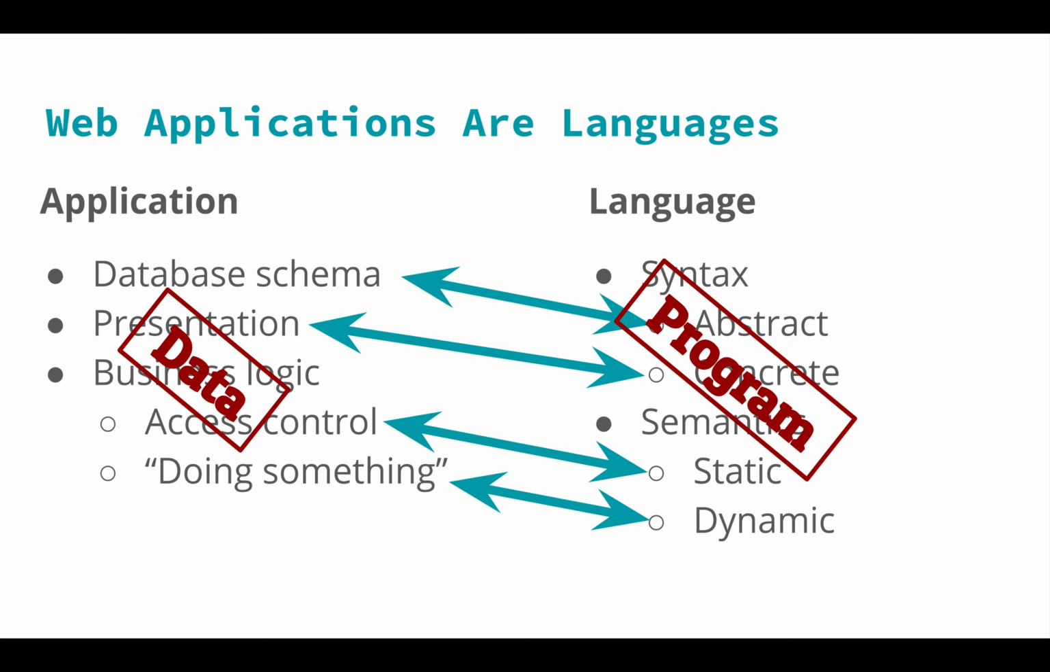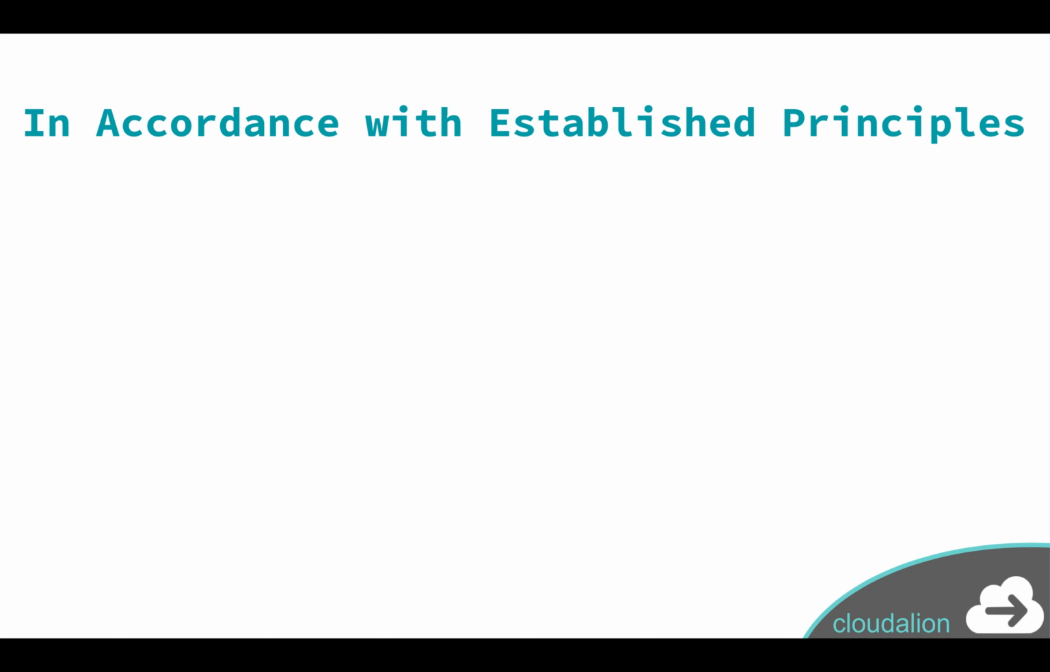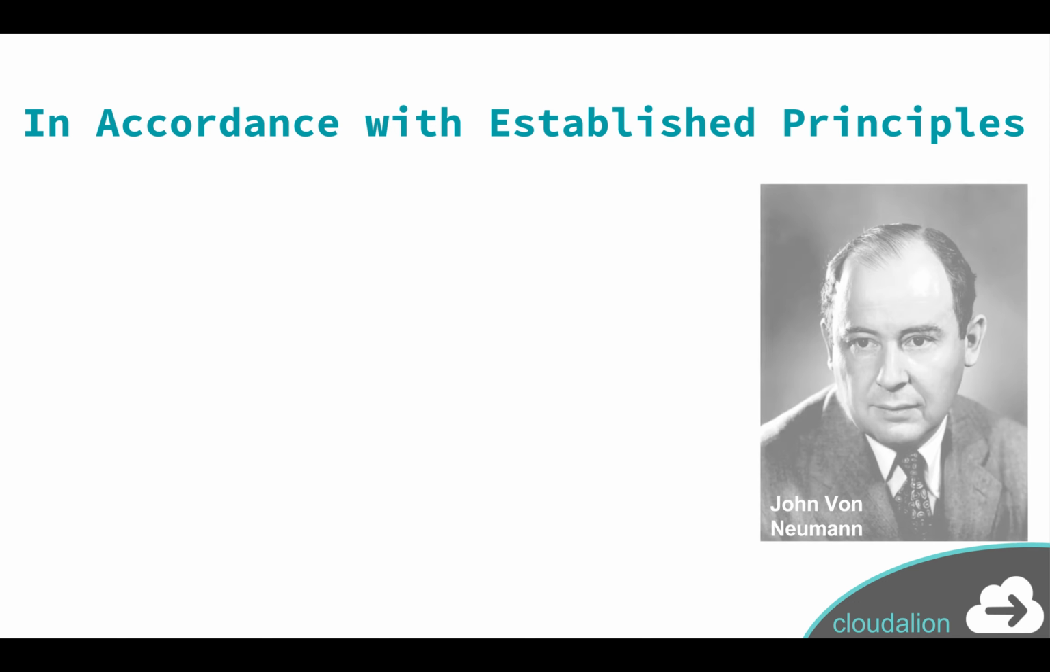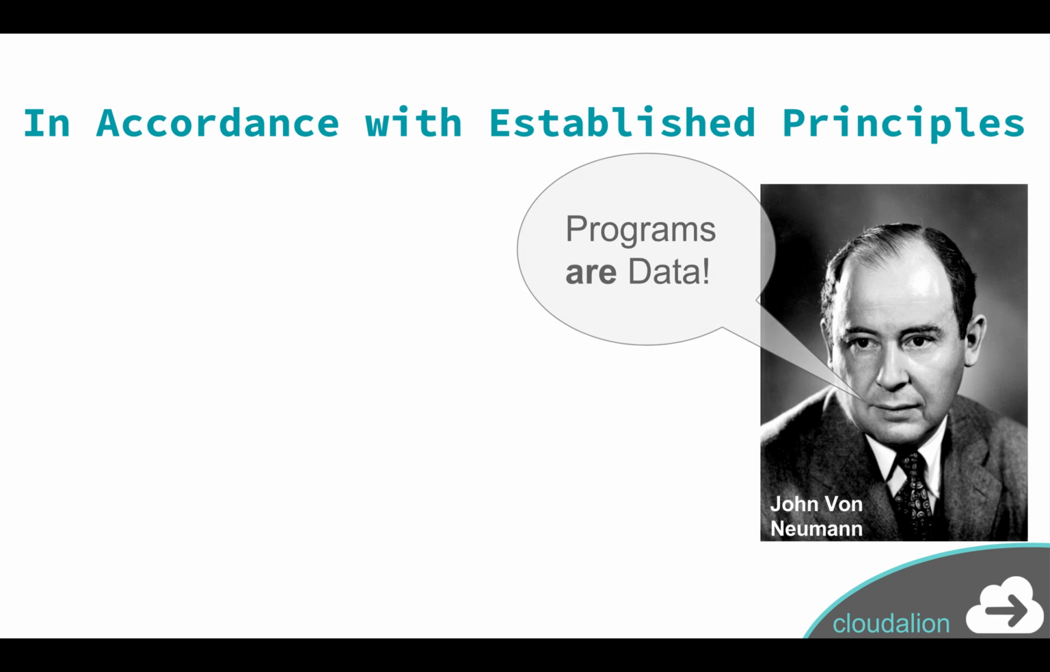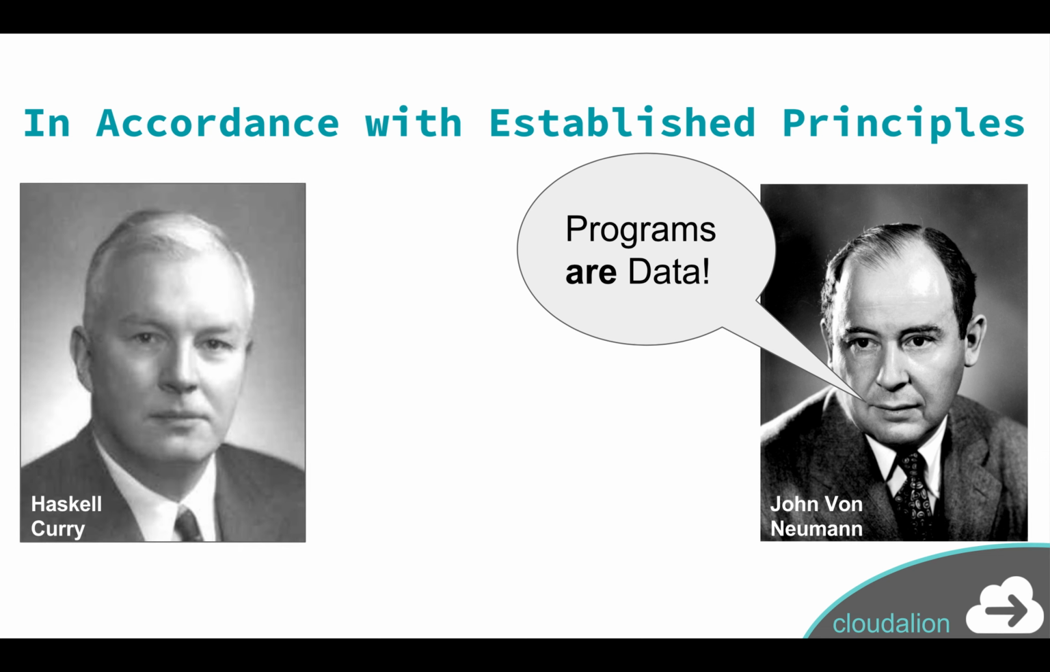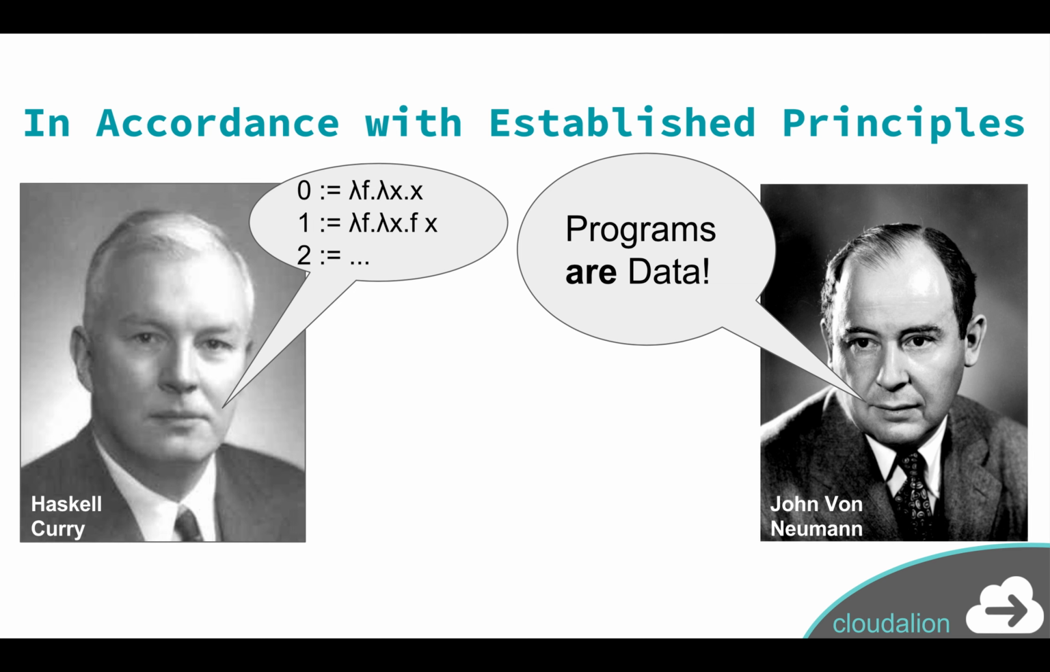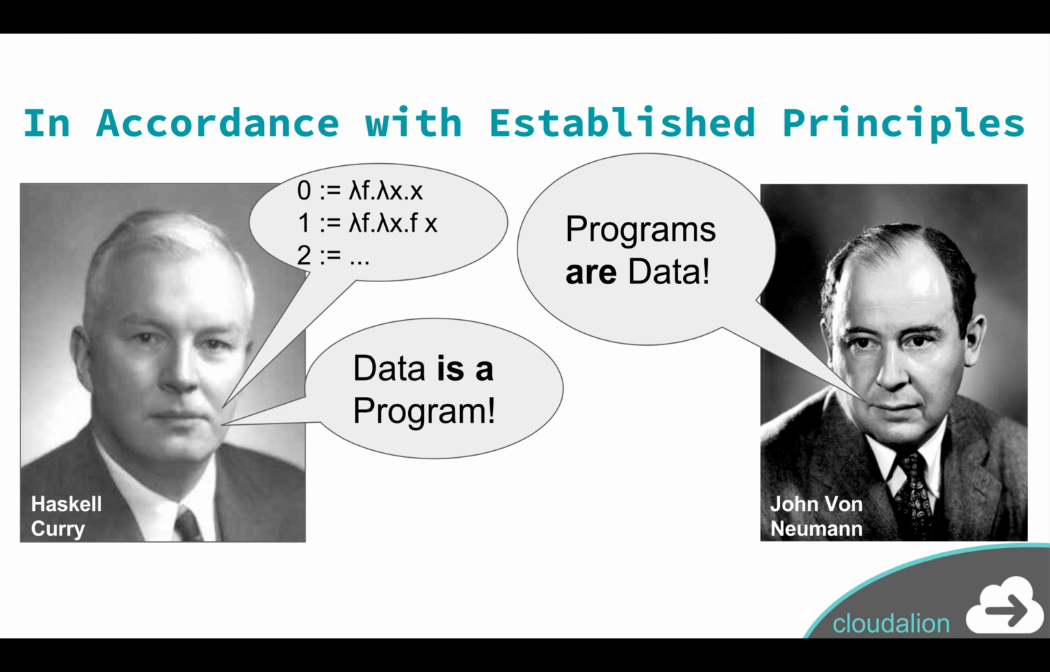Now, this is simply a special case of a very well-founded principle in computer science. For example, this guy made a career out of telling people that programs are data. And that guy found a way to represent numbers as functions, which is another way of saying that data is a program.